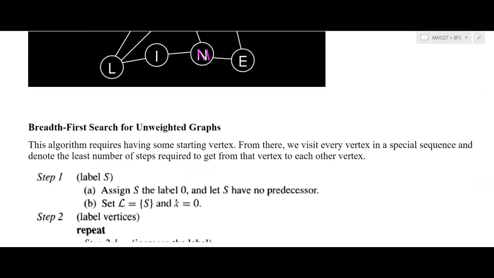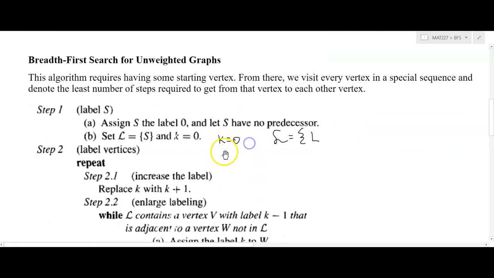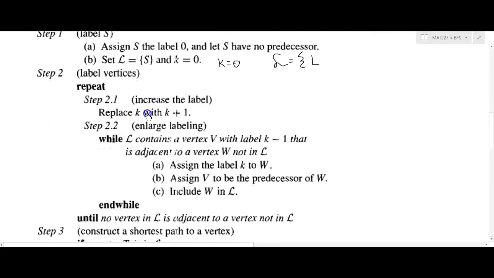So down here, our list L, which I'll draw as a squiggly L, is going to equal the set consisting of our starting vertex, which is vertex L. Right now, we've set K equal to 0. This is just going to keep track of distances, so K is the current distance. And now we're going to repeat this process until we've visited every single vertex in the graph.